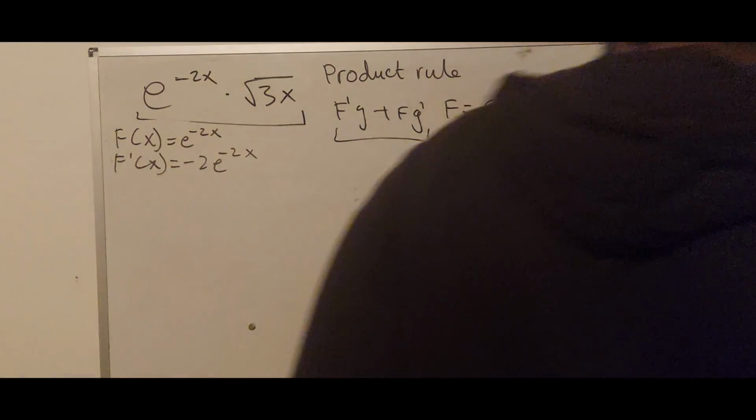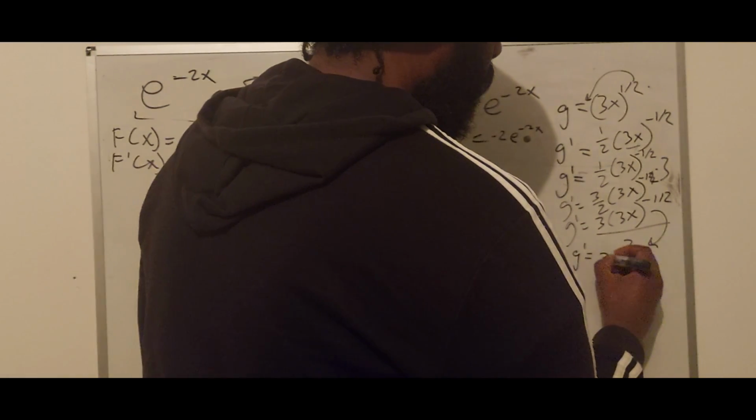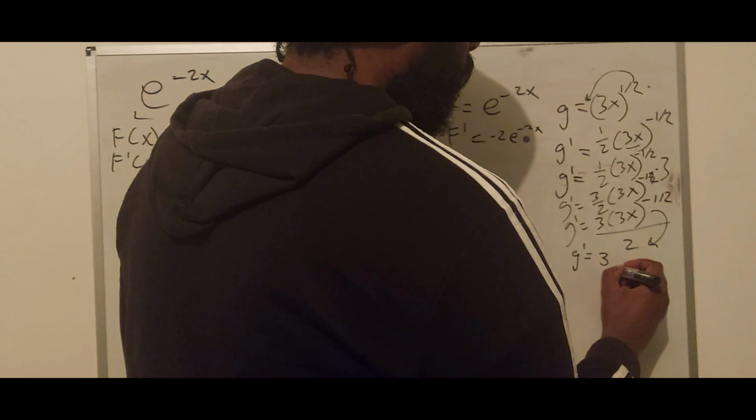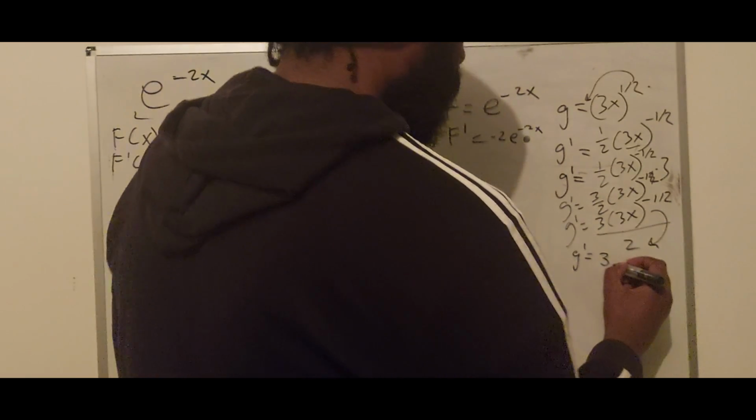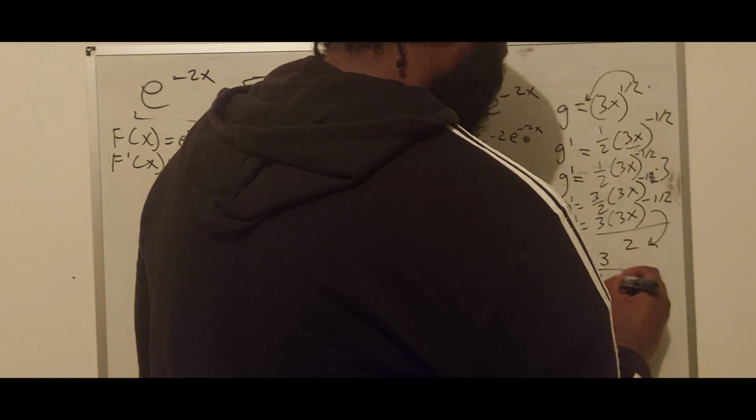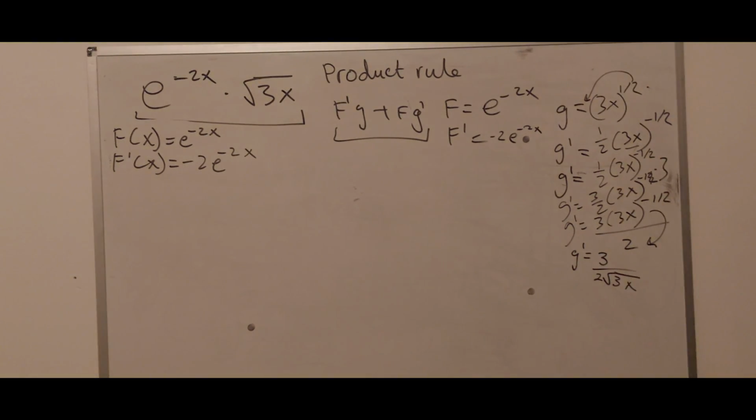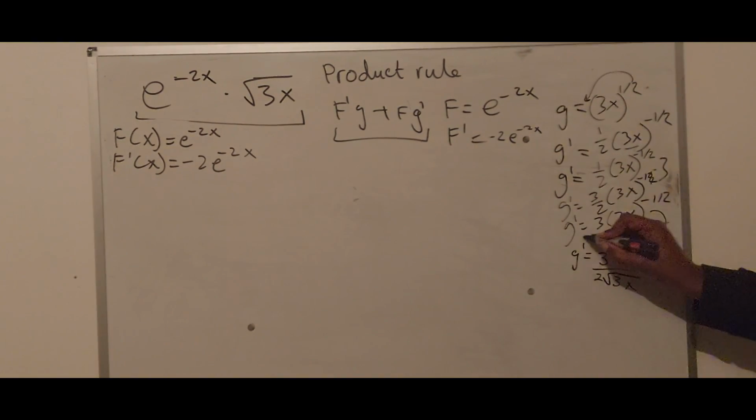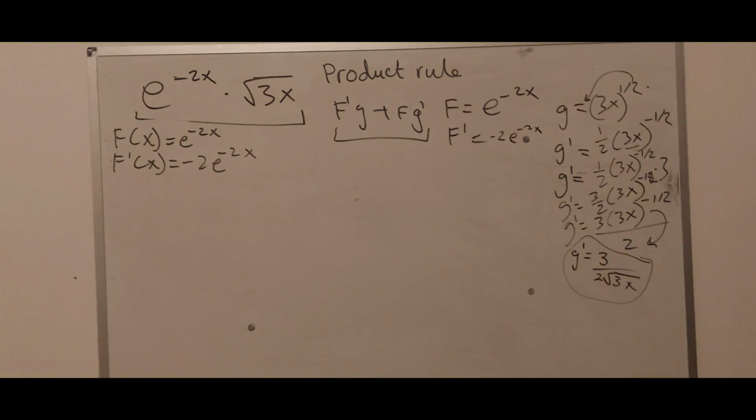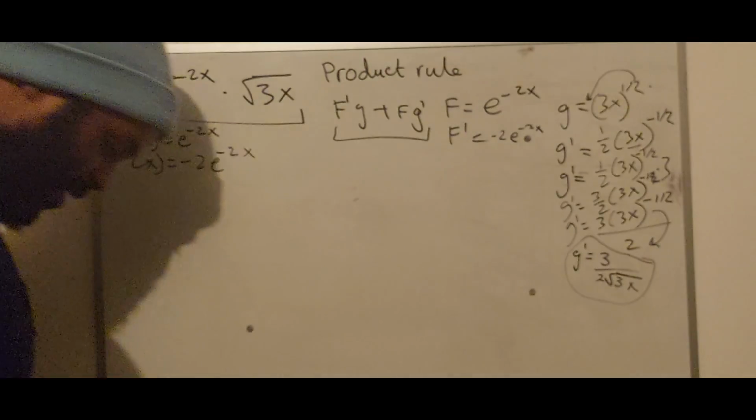All right, here's how you do it. g prime would be equal to 3 divided by 2 times the square root of 3x. I believe that's the answer to that question. I believe that's a simplified form. See how much work that took? I mean, it was easy. It looks harder than it is, but it's really not as hard.